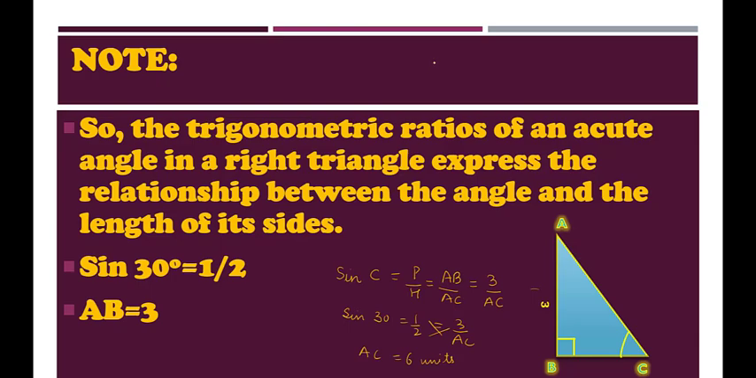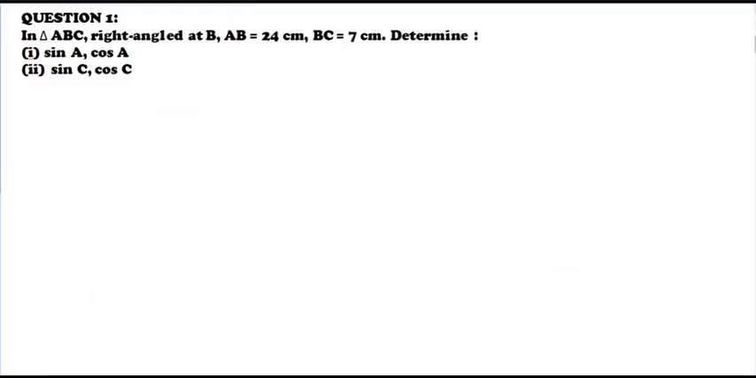So let us solve exercise 8.1. Question 1. In triangle ABC, right angled at B, AB is equal to 24 cm, BC is equal to 7 cm. Determine part 1 sin A and cos A, part 2 sin C and cos C.